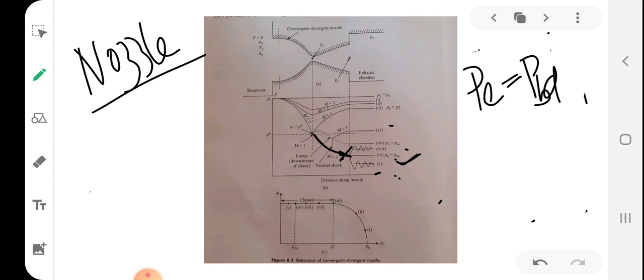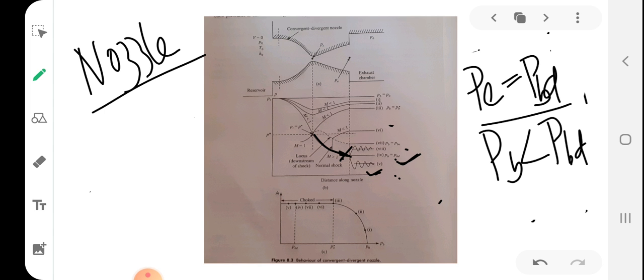But since the pressure PB is less than PBD, there will be an expansion wave, because the flow is getting discharged to a lower pressure. Since the pressure at the exit plane is PBD, and the pressure in the outside condition is less than PBD, naturally there will be an expansion wave, and this particular phenomenon is called under expansion.